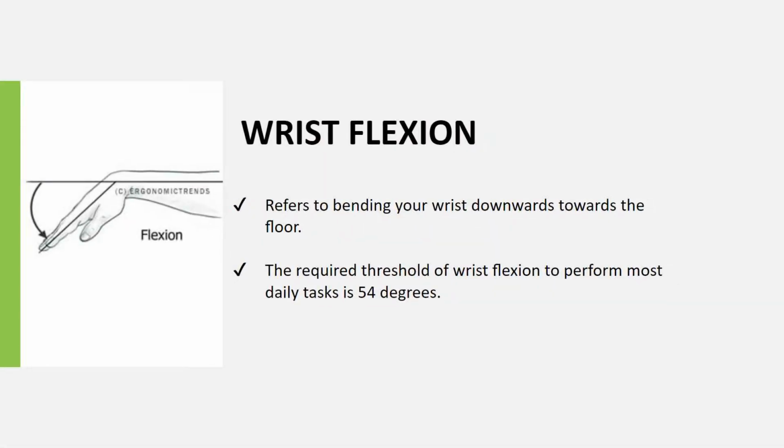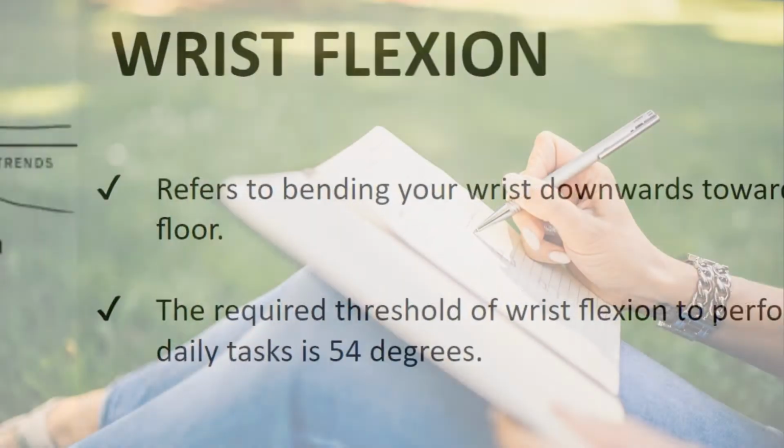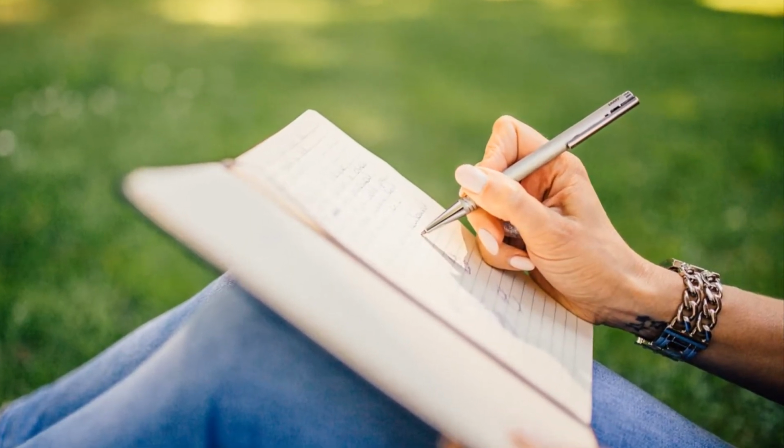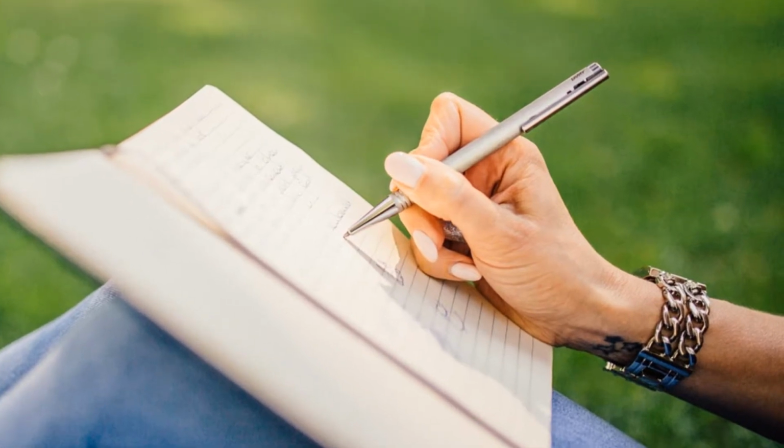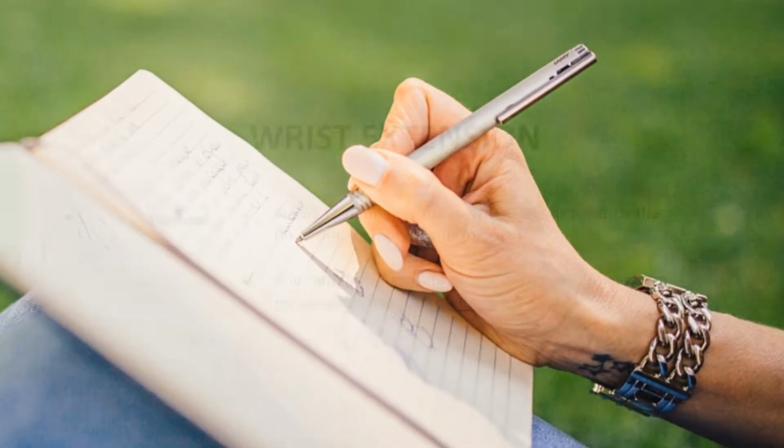Next up is wrist flexion. This refers to bending your wrist downwards towards the floor. The required threshold of wrist flexion to perform most daily tasks is 54 degrees. We perform our wrist flexion in routine tasks such as styling our hair or writing.